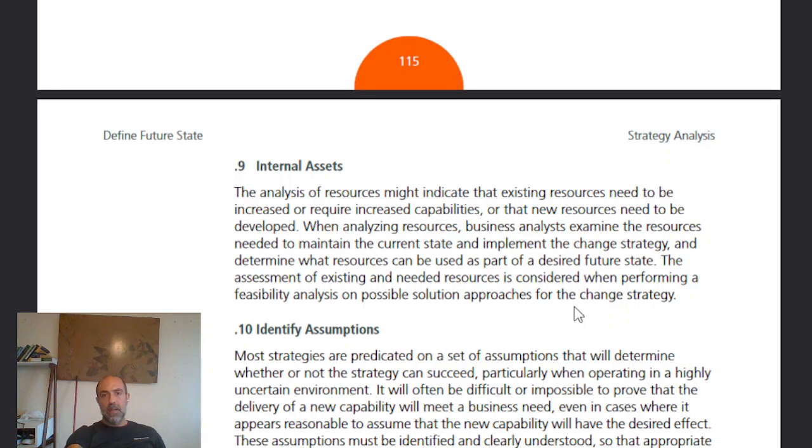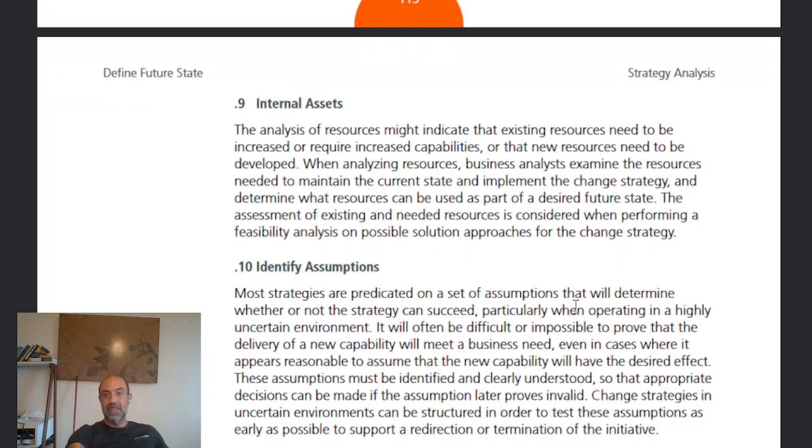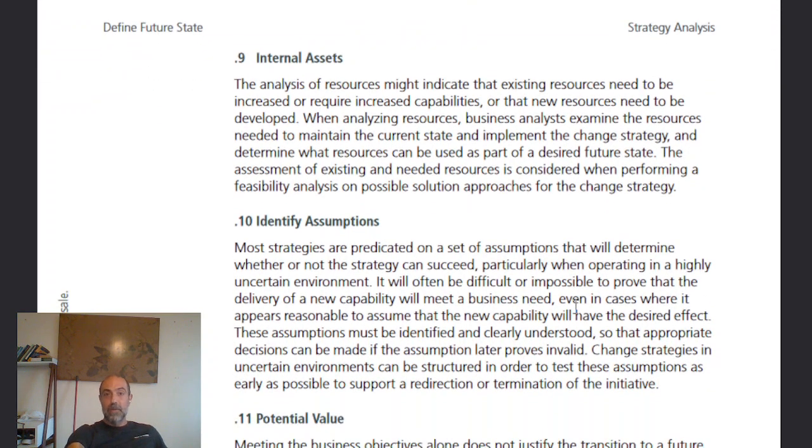Internal assets. The analysis of resources might indicate that existing resources need to be increased or require increased capabilities, or that new resources need to be developed. When analyzing resources, business analysts examine the resources needed to maintain the current state and implement the change strategy, and determine what resources can be used as part of the desired future state. The assessment of the needed resources is considered when performing feasibility analysis on possible solution approaches for the change strategy.